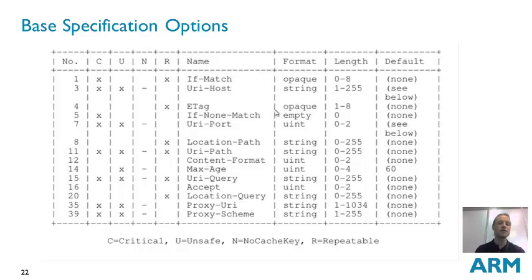Here's a list of some of the options that are included in the base specification. So as an example, E-tag is used to see if the representation is the same as it was previously. URIs are split into parts. So if you include a URI, you include typically just the URI path, optionally URI query components, and less commonly the host and port parts. Those are special cases.